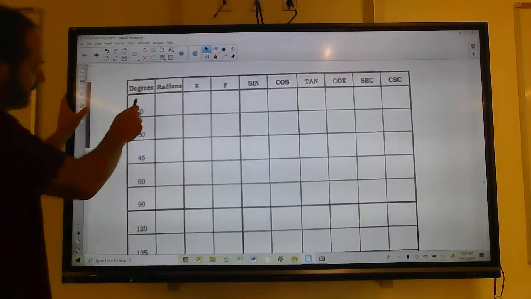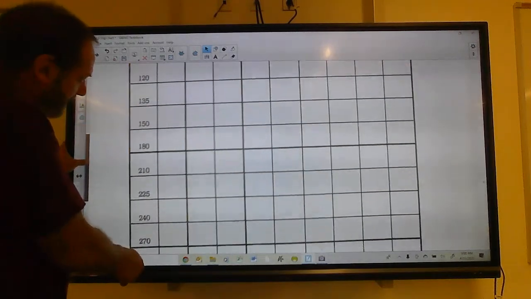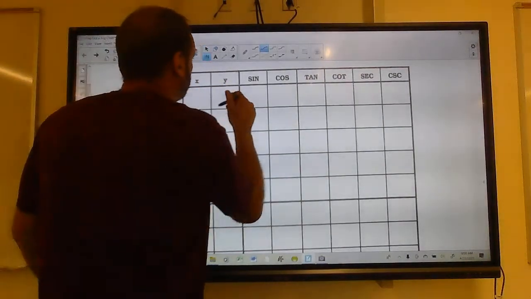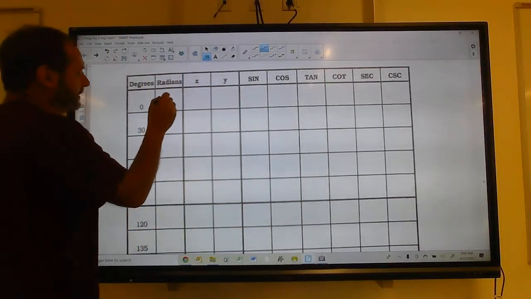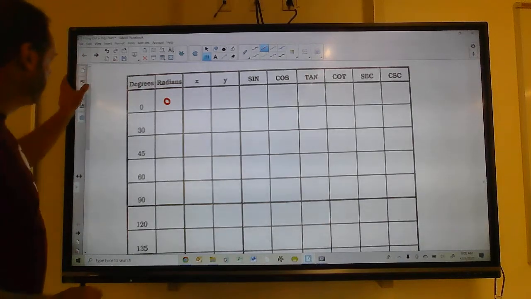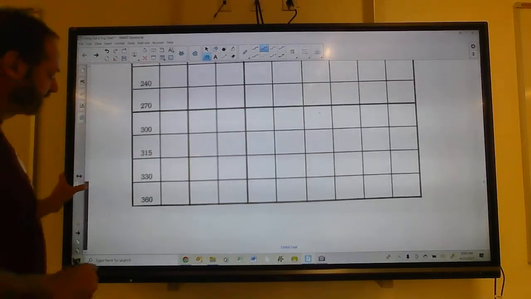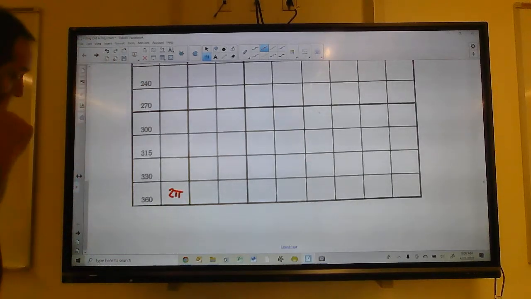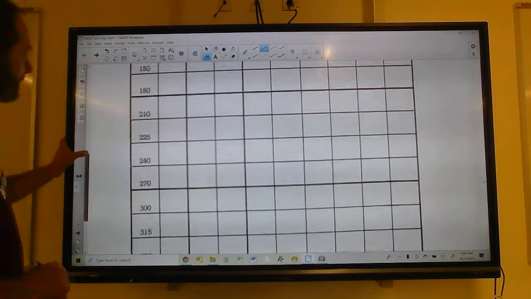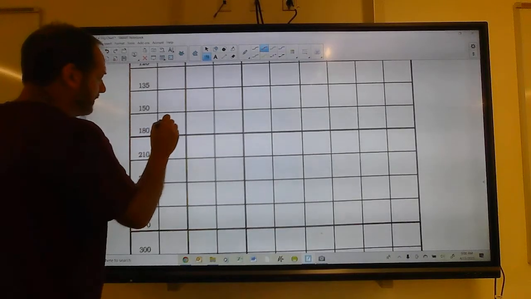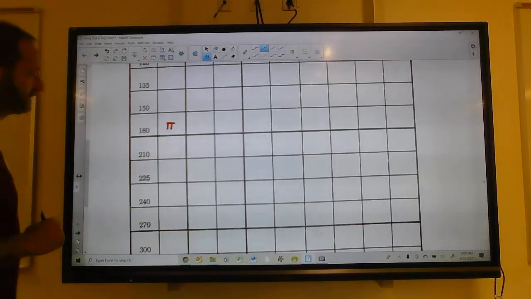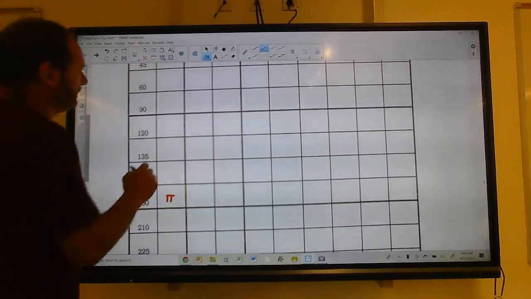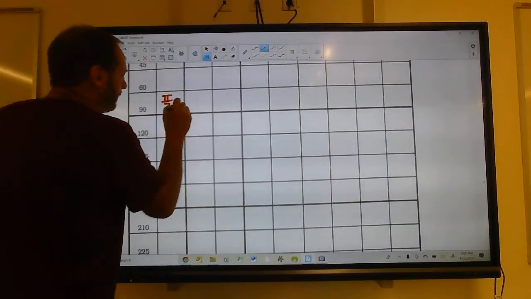So we've got degrees in this first column down here, and the second column is radians. So if you remember, 0 degrees is 0 radians. And if I make a complete 360-degree turn, that's 2 pi radians. Okay, which means that half of that, 180 degrees, would be 1 pi radians. And half of that would be 90 degrees. That would be pi over 2 radians.